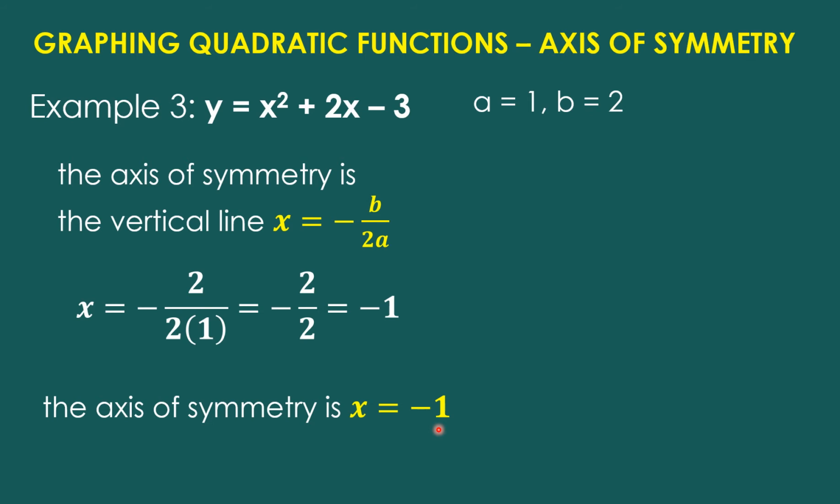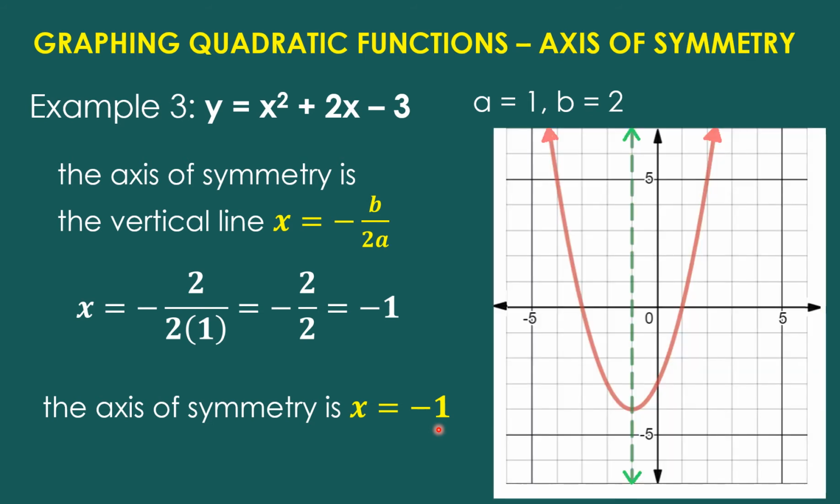Let us check that in the graph of the quadratic function. This is the graph of the function y equals x squared plus 2x minus 3. Notice that it is opening upwards since the value of a is greater than 0. This is the vertically dotted line, and this is the axis of symmetry when x equals negative 1.